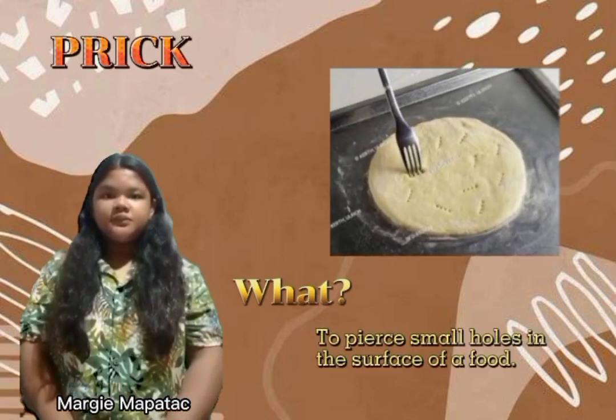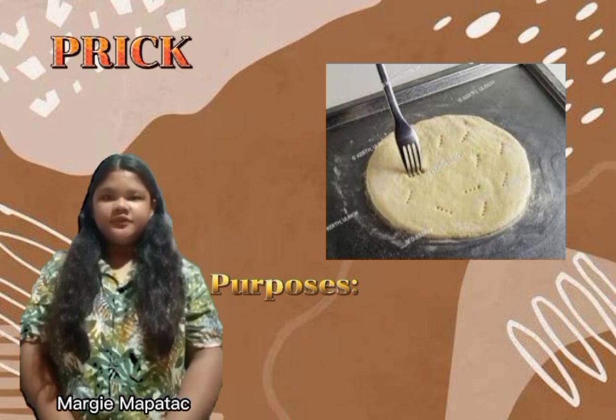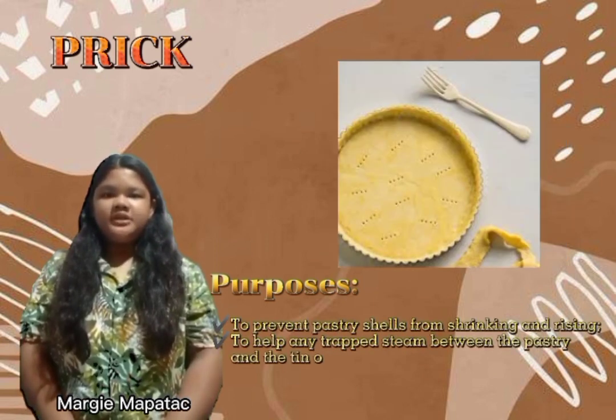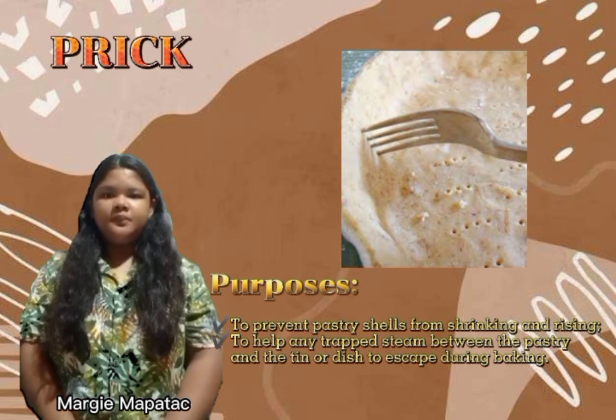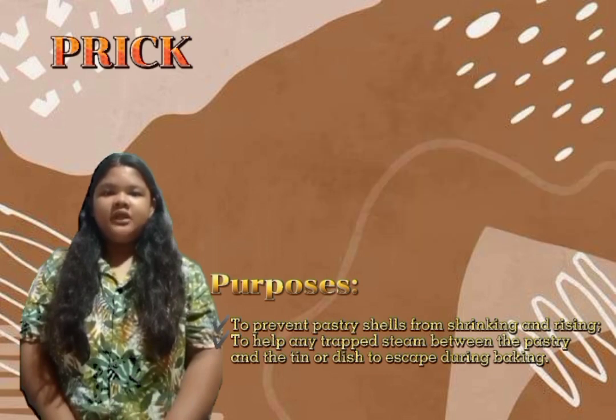To pierce is to make small holes in the surface of a food, and this process is used for several purposes. First, to prevent the pastry shell from shrinking and rising. Second, to help any trapped steam between the pastry and the tin or dish to escape during baking. This will stop the pastry base bubbling and lifting away from the tin or dish, which can take up valuable filling space.